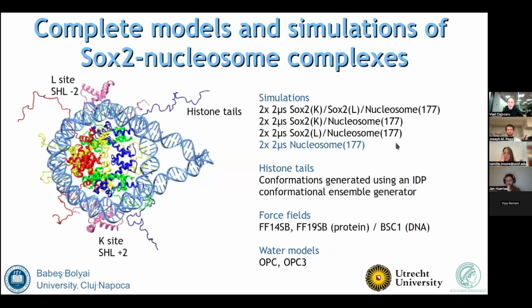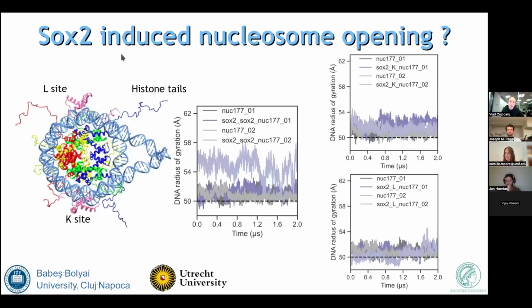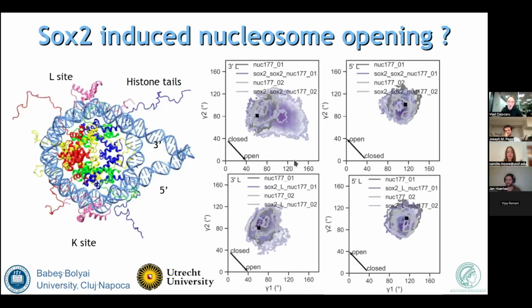So we did all this, and we ran a lot of simulations, and these are now ongoing. It's ongoing work, and also we recently got a grant for this work, so I'm happy that this will continue. But to make a long story short, we again start observing this kind of opening of the nucleosome. You see this DNA radius of gyration, and you see that at least in one of the simulations, you do have this kind of opening. Not in all the simulations. Again, we reach the limits of what simulations can show us.